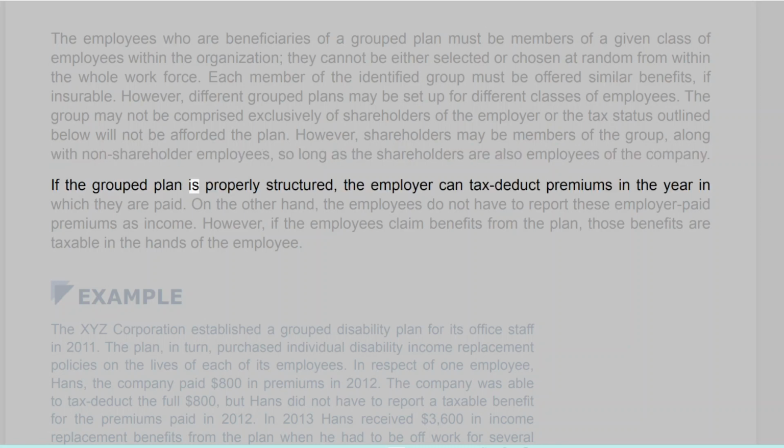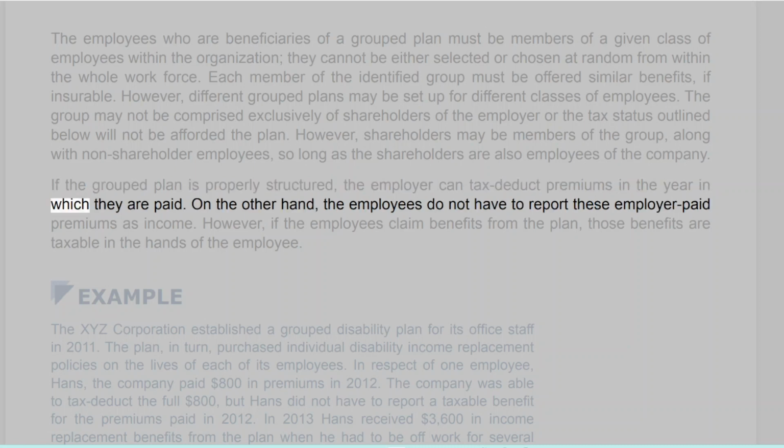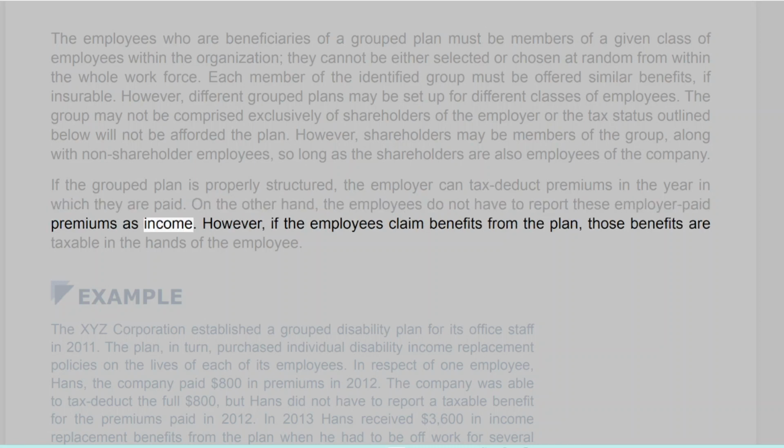If the grouped plan is properly structured, the employer can tax deduct premiums in the year in which they are paid. On the other hand, the employees do not have to report these employer-paid premiums as income. However, if the employees claim benefits from the plan, those benefits are taxable in the hands of the employee.